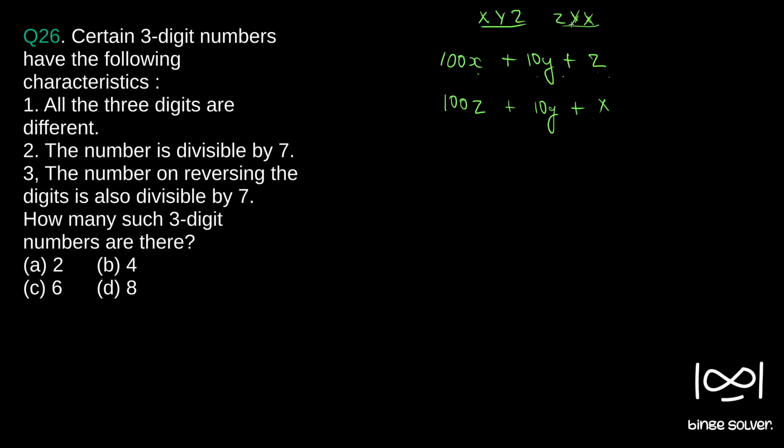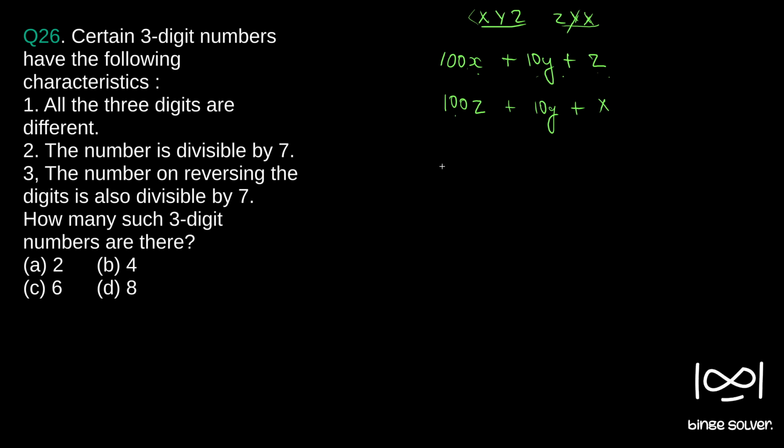Now it is given that both these numbers are divisible by 7. So from this, we can say if two numbers are divisible by 7, then their difference is also divisible by 7. Assuming xyz is the larger number here. Since we took xyz as a random number, we can assume whichever number is the largest. So xyz is the largest number, I assume.